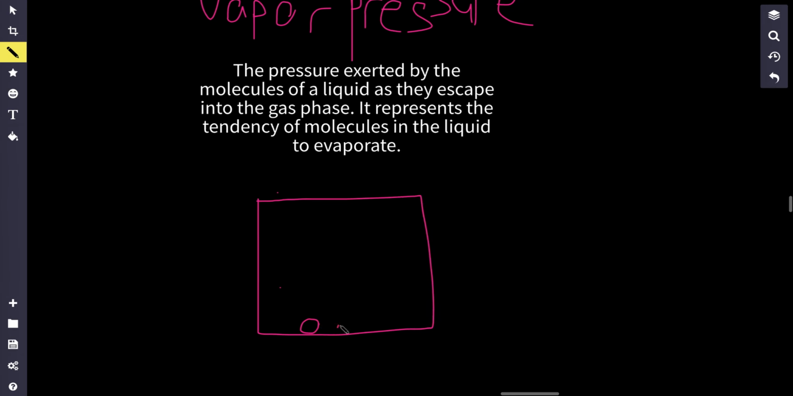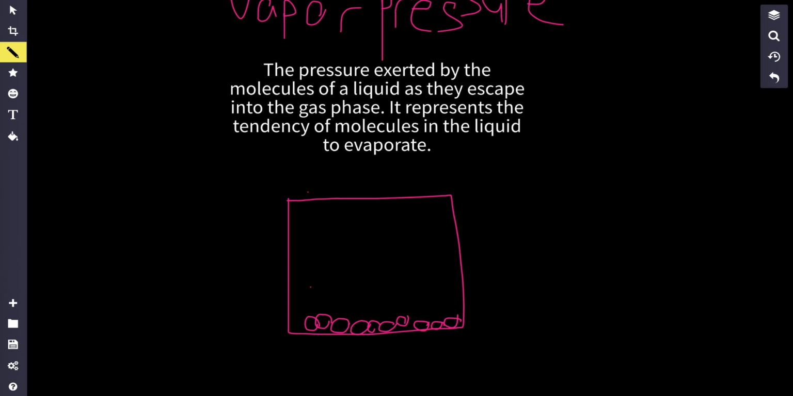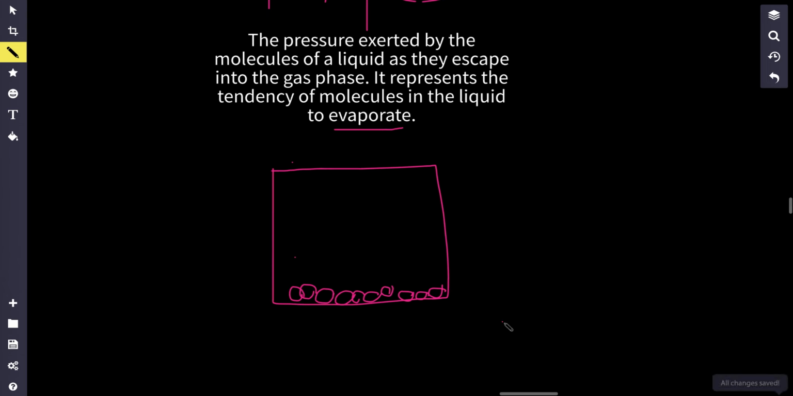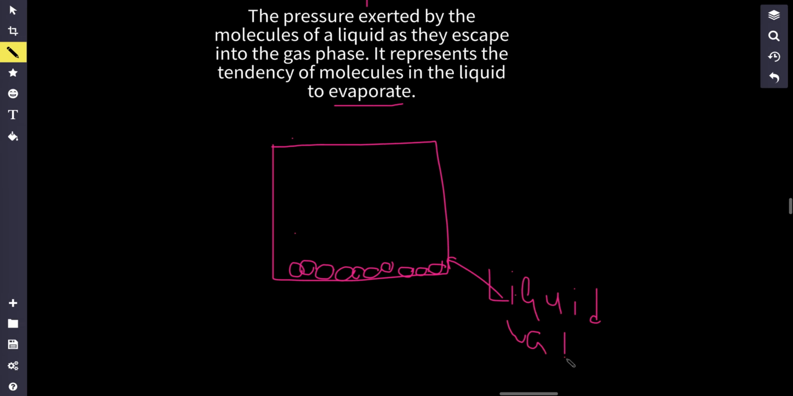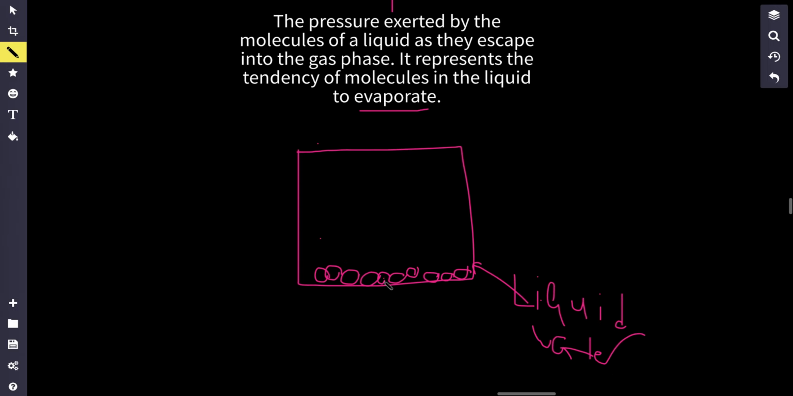So let's say I have a container and it's filled with water. Evaporation is basically, let's say we have liquid water. All right, so this is liquid water. And evaporation is just when molecules of liquid water have enough energy to actually escape and turn into a gas. So when molecules are going from a liquid to a gas, that's evaporation. And evaporation happens at any temperature. That's one important thing to know. Evaporation can happen at any temperature.